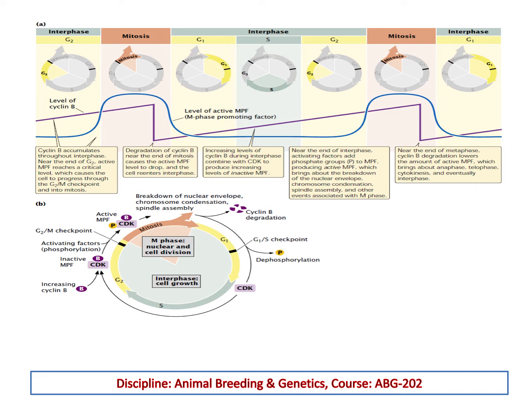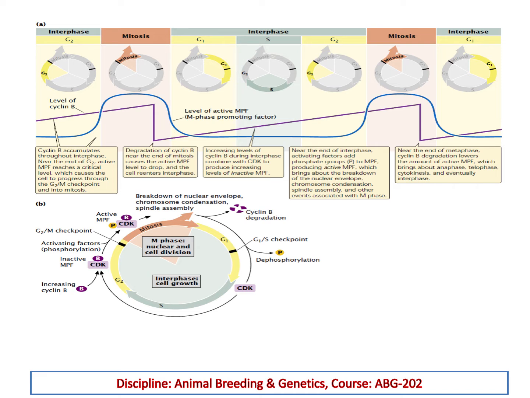So the purple color basically indicates the level of cyclin B, an enzyme, and you can see here in interphase it's continuously increasing, and in mitosis it reaches its peak. That means the cell is divided, and at the same time you can see when the cyclin B level goes up gradually, the blue line, which indicates the level of the active MPF, that is the M phase promoting factor, is also going up, and it sustains a certain level during the mitosis.